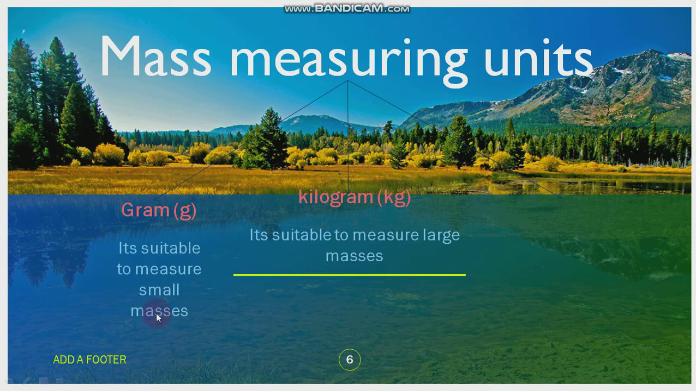Okay? And ton. Ton is suitable to measure very large masses, like the car. So, mass measuring units: gram, kilogram, and ton.